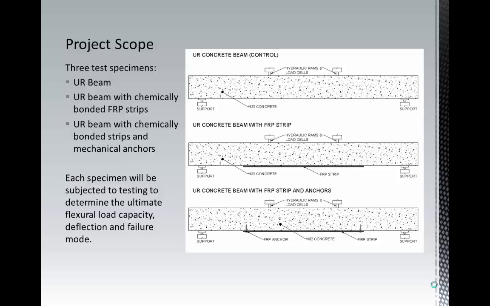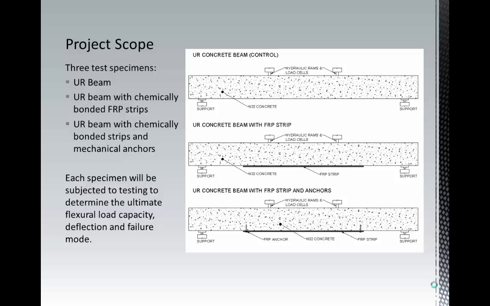The second is the same under-reinforced beam that has been retrofitted with an FRP strip chemically bonded across the outermost tensile fiber of the concrete. The FRP strip is situated across the midspan, which is the section that is subjected to the greatest bending moment and flexure.